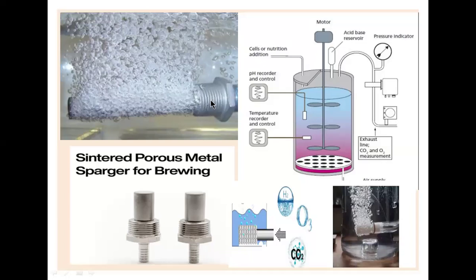You can see here they are sending the oxygen. So gas bubbles are releasing from this particular porous metal sparger. Okay, this will be used in the brewing industry. Here you can make out how the gas bubbles are released in the fermenter vessel.